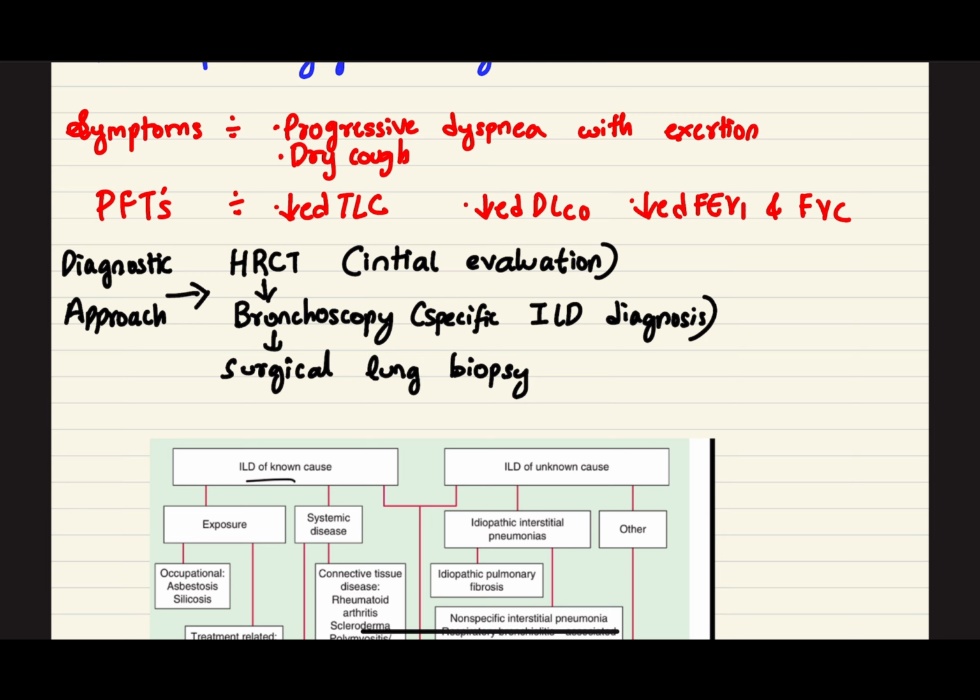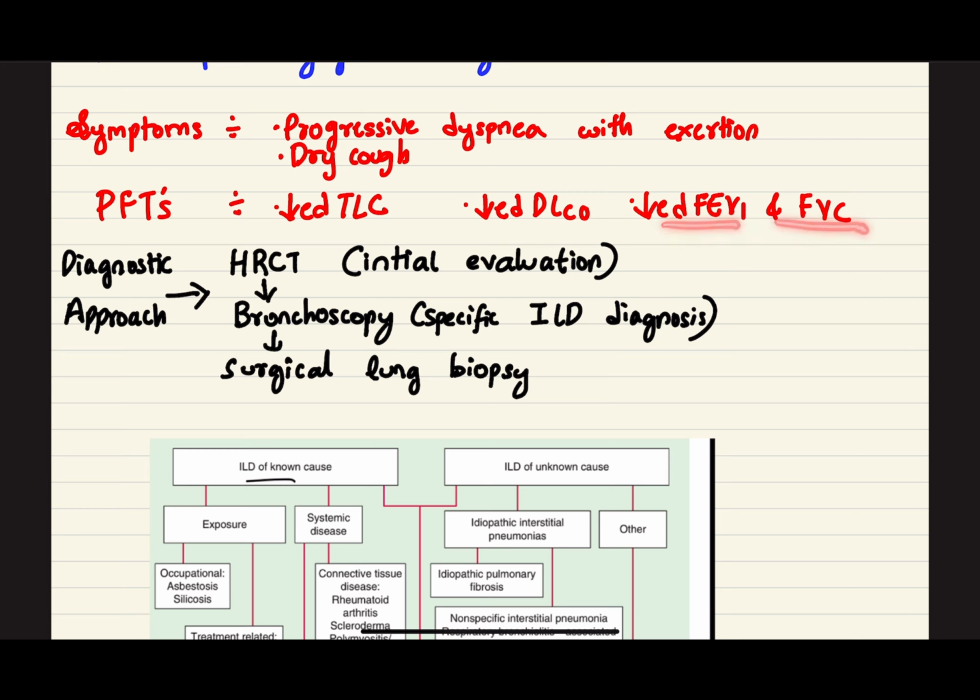Moving to diagnosis. PFT, pulmonary function tests, are key. You will see reduced total lung capacity and decreased diffusing capacity for carbon monoxide. That's how well your lungs transfer gas. And normal or reduced FEV1 and FVC, indicating restrictive lung disease.